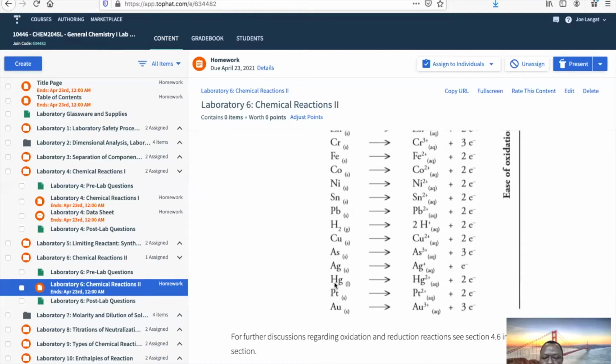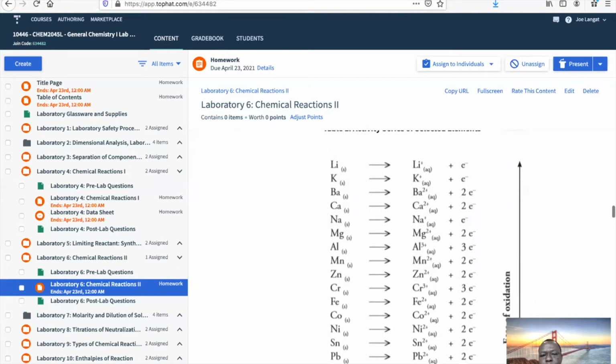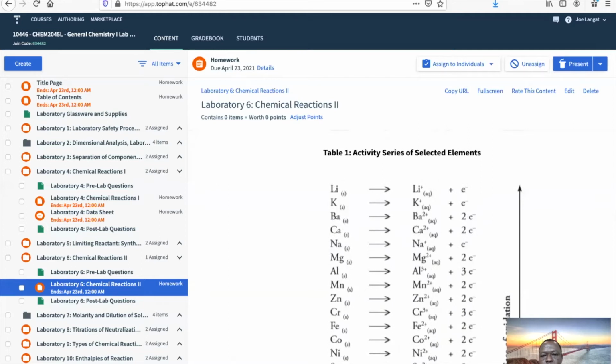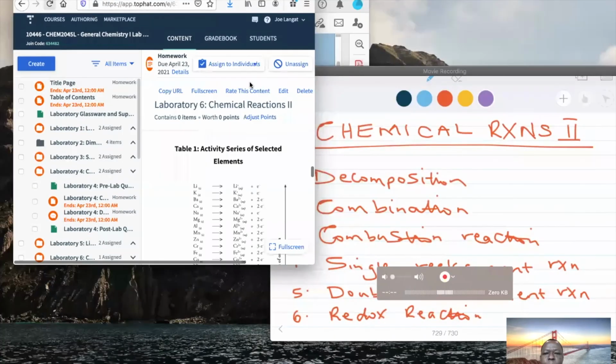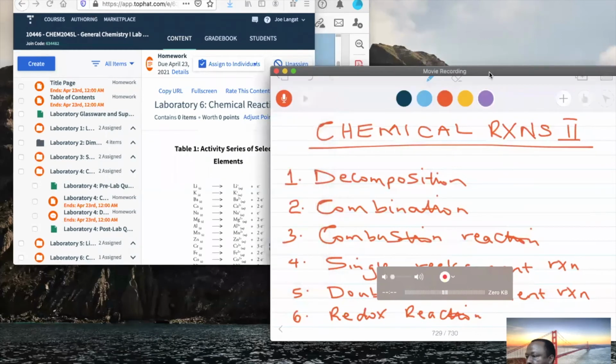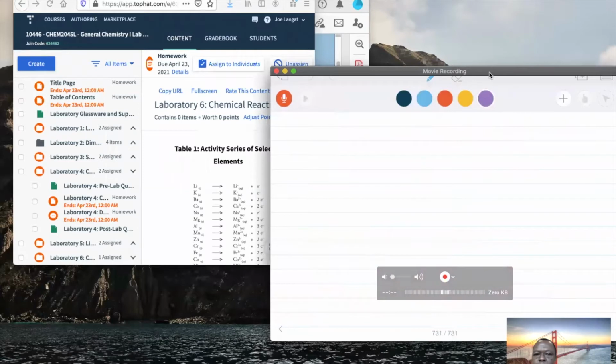All right. How you use the activity series for single replacement reaction. For single replacement reaction, when you write the chemical equation, you use activity series to predict whether the reaction will take place. Let's see an example on how we make use of this activity series, all right?